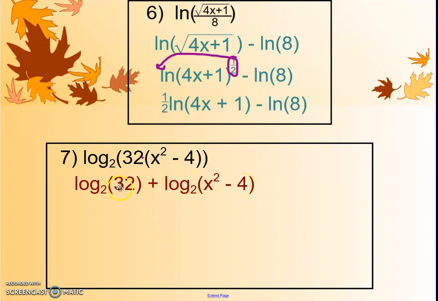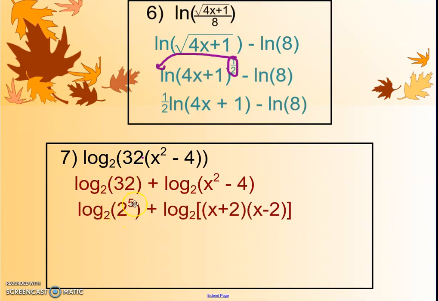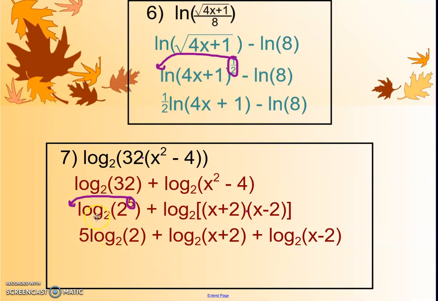Log base 2 of 32, wait a minute, isn't 32 a power of 2? So if we rewrite this as log base 2 of 2 to the 5th, and then x squared minus 4, we could factor that. Now over here, by golly, we can use this power property and bring that thing down. And over here, we could use the product property. So let's see what we end up with here. This is 5 times log base 2 of 2. And then the product property, we could take the separate logarithms.